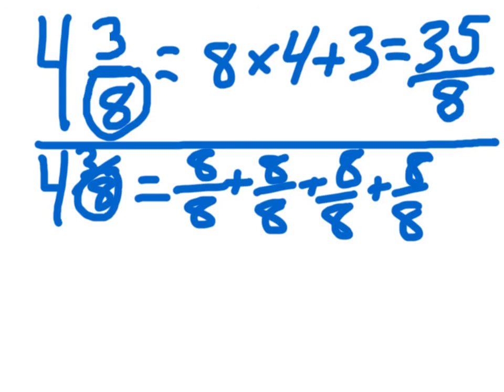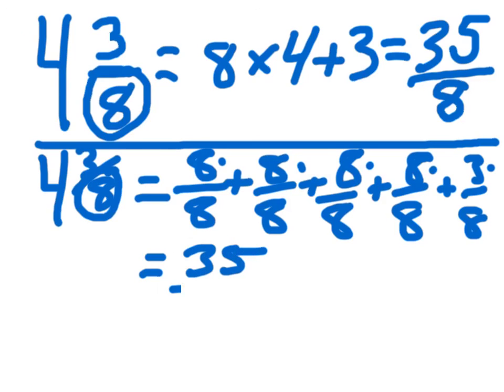So we have 1, 2, 3, 4. So we got 4 wholes right here. And then our last one is 3 over 8. And now we can add that all up. You can use your calculator if you have to, or you can do it in your head. We have 8 plus 8 plus 8 plus 8 plus 3, which makes 35 over 8. So they match up.